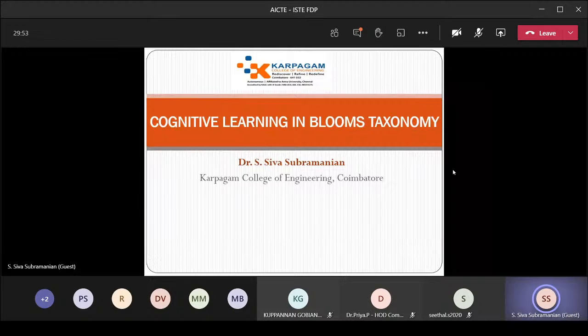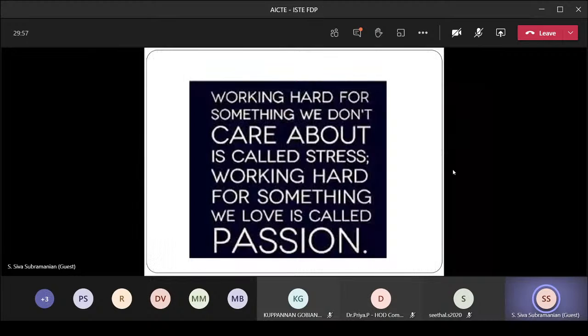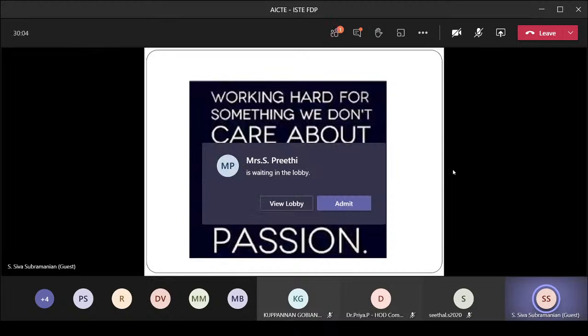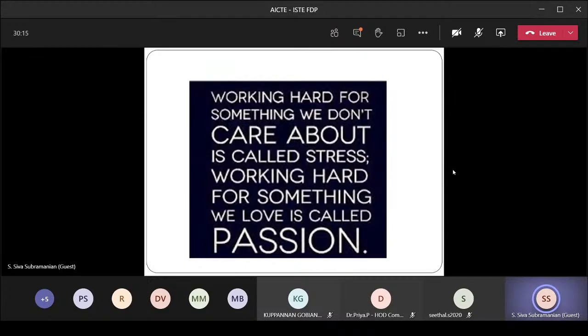When you look at the slide, you might be surprised whether this fellow is going to talk about Bloom's taxonomy. There are two keywords which I just want to stress upon. One is the word stress, the other one is passion. Just take a moment to understand what they speak about, what they define about our work, and about working hard on what we care about and what we love.